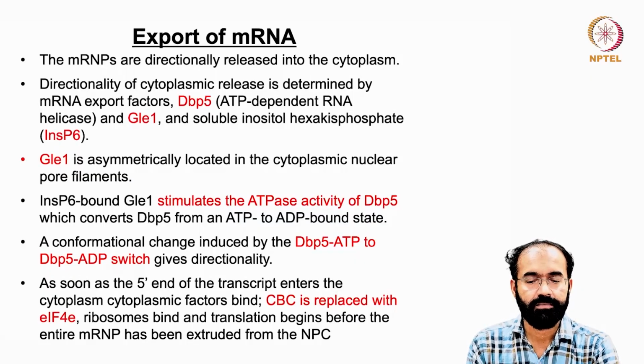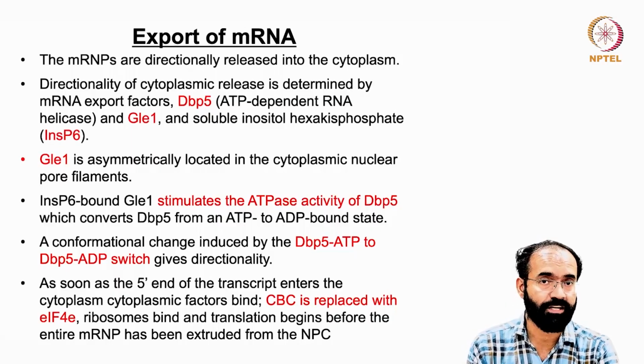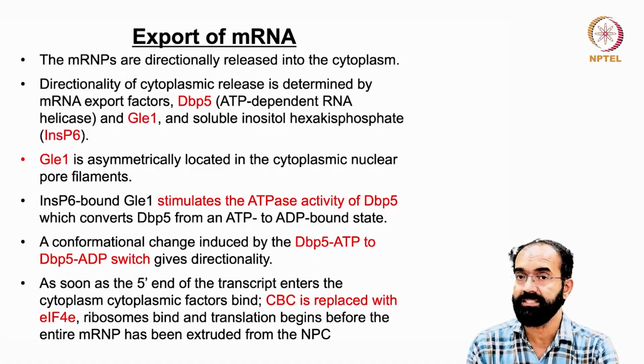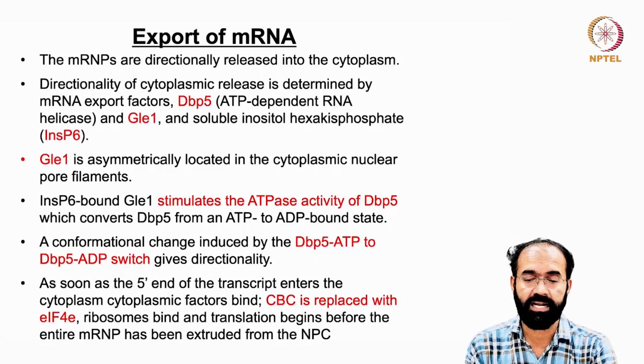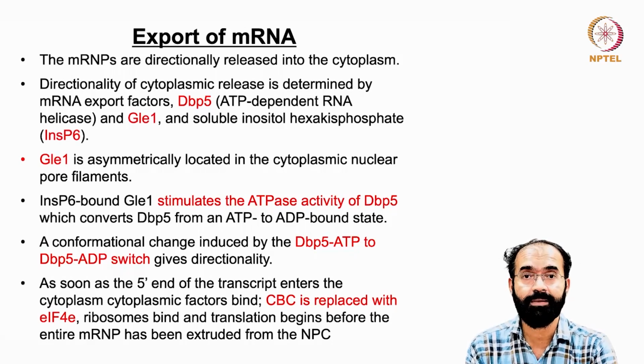So here this conformational change from DBP5 ATP to DBP5 ADP bound gives a conformation change so that it cannot go the other way around. The RNA cannot come from the cytoplasm to the nucleus, but it can go from the nucleus to the cytoplasm. This is what directionality means, which is structure-induced directionality. So remember, the DBP5 ATP and DBP5 ADP bound states decide which direction the RNA should go.